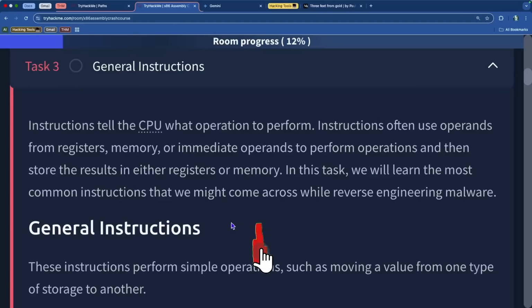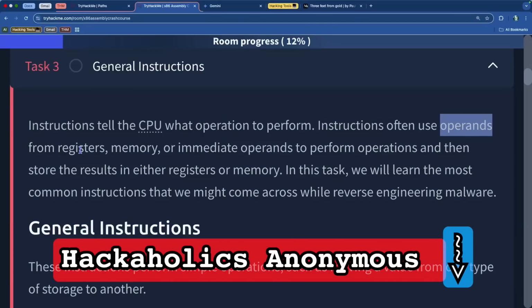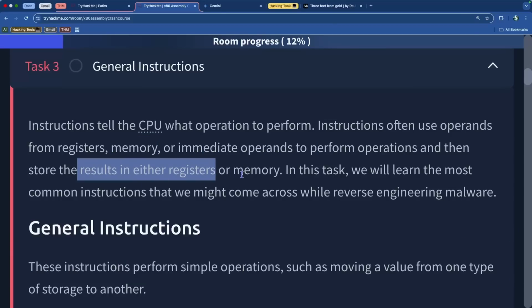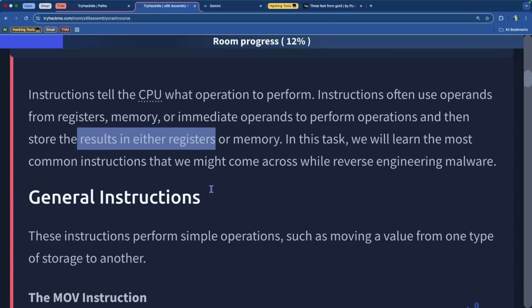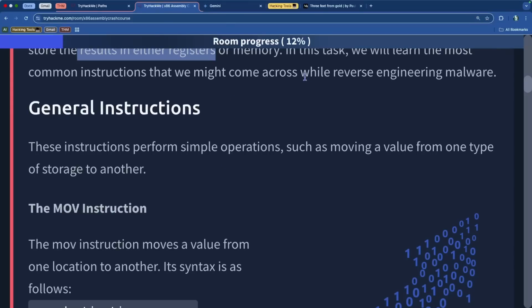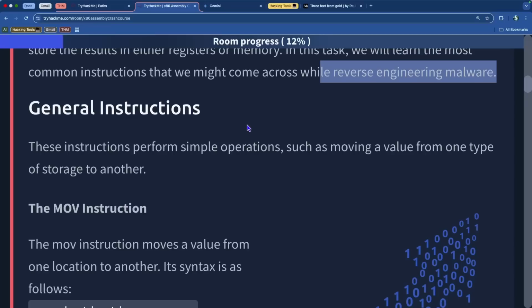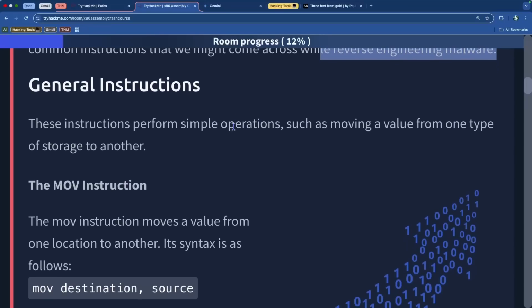Instructions in general, as an overall concept, tell the CPU what to do, right? So what operation to perform. They often use operands, and they pull those operands from either registers, memory, or the immediate operands to perform an operation and then store the results in either registers or memory. So the most common instructions that we come across are going to be the general instructions, and this is what we're going to end up using or finding in reverse engineering malware.